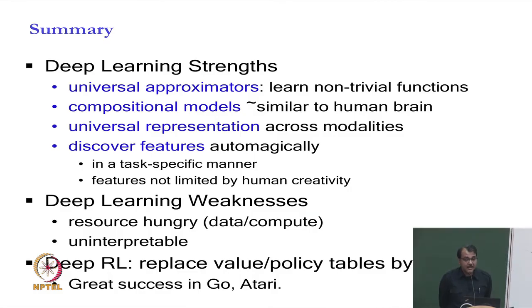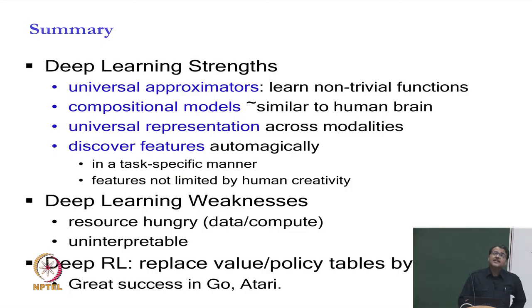Okay, so let me summarize. We have now completed the full story, at least at the first level, the first cut. We have talked about deep learning, where the strengths are that it's a universal approximator. It can learn non-trivial functions, non-linear functions, very, very highly non-linear functions. They also have layers one after the other, and that model is similar to the human brain because we also think compositionally and our brain also works somewhat in many, many layers.